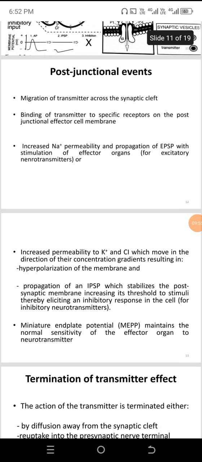Then, apart from EPSP and IPSP, there's another potential called MEPP, miniature end plate potential. What happens here is that small amounts of neurotransmitters are released slowly but continuously from the nerve endings during its resting state. This amount of neurotransmitter that is so released is not sufficient to elicit a response, but it produces an electrical potential at the postjunctional membrane. And this electrical potential is what is called miniature end plate potential. And its function is to maintain the normal sensitivity of the effector organ to the neurotransmitter.